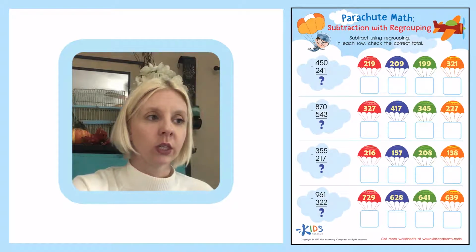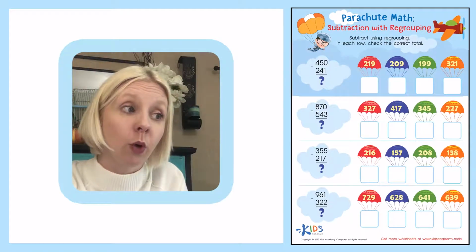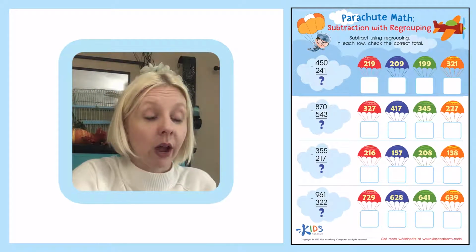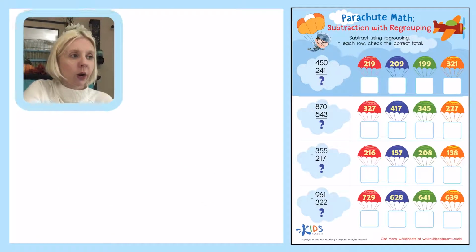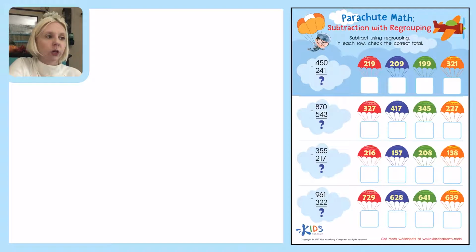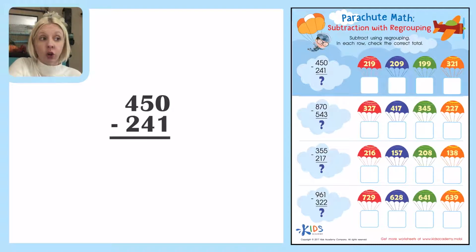So what I'm going to do is write out each one of my word problems here, and I'm going to line them up, and then I'm probably going to need to regroup. So I'm going to write out the first one, which is 450 minus 241, okay? And then I'm going to start in the ones place.